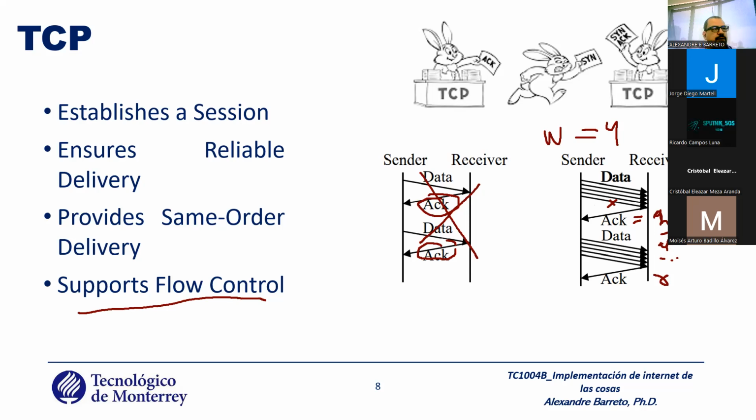But think about another problem. You send packets 1, 2, 3, 4, 5. The window is 5. You didn't receive packet 3. What happened? Which ACK will be sent? ACK4? What do you think?